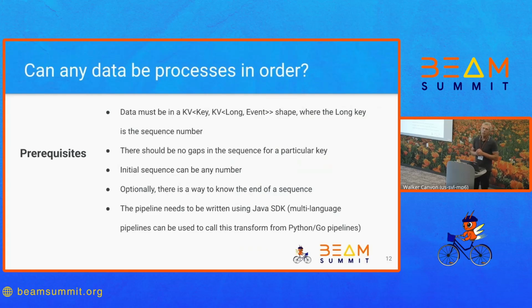The way the transform is coded is that the initial sequence number can be any number. You can code it in such a way that the transform will determine what the actual initial sequence number was. The data can optionally tell the transform the ending sequence number for a particular key, and that would help with certain cleanups. And currently, the pipeline needs to be written using the Java SDK. If you need to use other SDKs like Python or Go, then there are ways that multi-language pipelines can wrap up with the SDK.